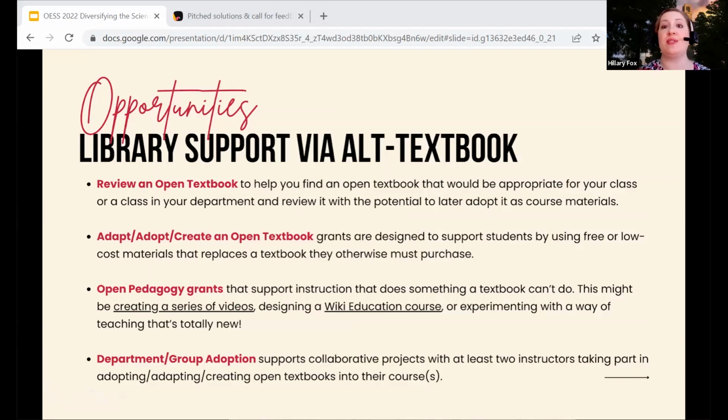These are the types of things that we do to support the project that Erin and Michelle have talked about so far. And also they've received further grant funding to continue this work going forward. But in general, instructors can review open textbooks, they can adopt or create an open textbook, they can implement some kind of new way of teaching, like developing a database or using this BioRender assignment that Erin has. Or if there are multiple people in a department or multiple departments that want to go in on a project together, we can do some group funding.